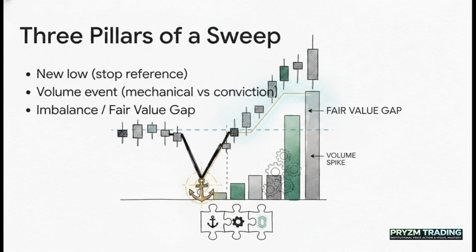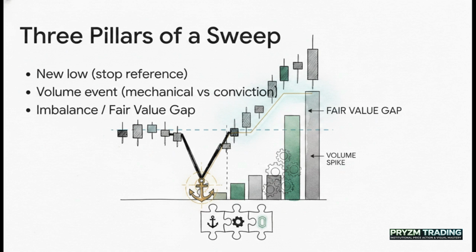All right, let's look at how this builds our foundational theory. You see, a liquidity sweep isn't just some random price spike. It actually creates 3 specific events simultaneously. First, it creates a new low. This is absolutely vital because that exact low becomes your hard stop-loss reference point.